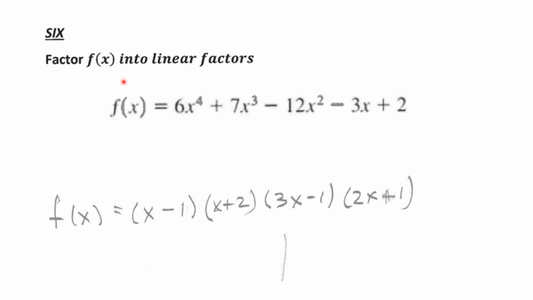Here you were supposed to factor this f of x into linear factors. By observation, you can tell that x equals 1 is a root, and you can check some other potential rational roots using synthetic division. And you'll find that x equals minus 2 is a root, and then you're left with a quadratic, which will factor. So that is factoring f of x into linear factors.